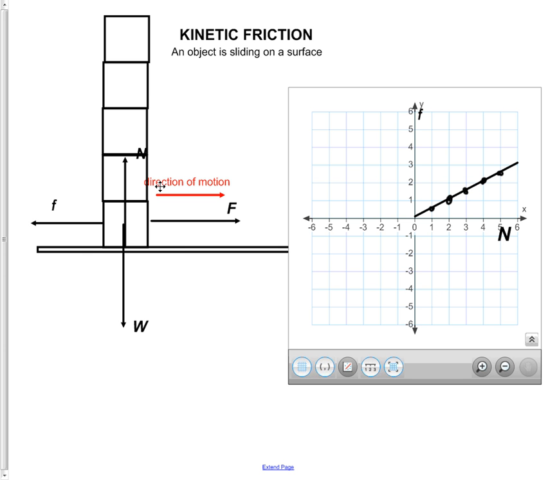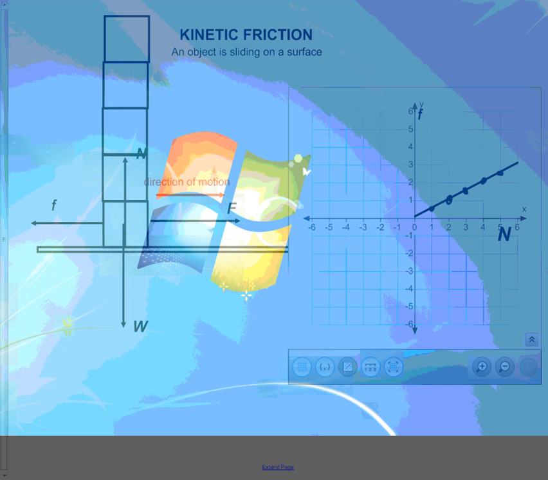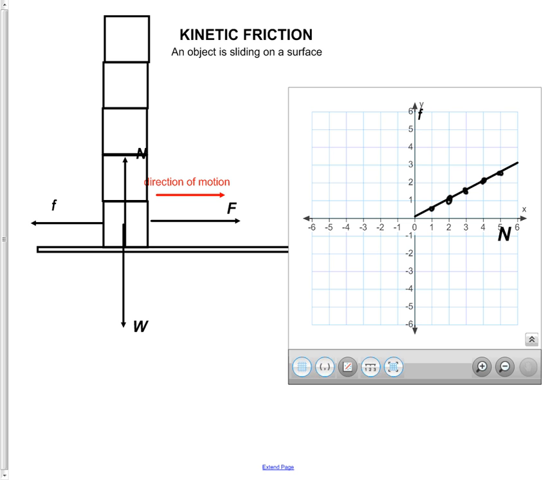If you did this experiment, this is approximately what you would find. And let's say, what is it that we found? We find that the frictional force depends linearly on the normal force, so we could write that F is proportional to N.